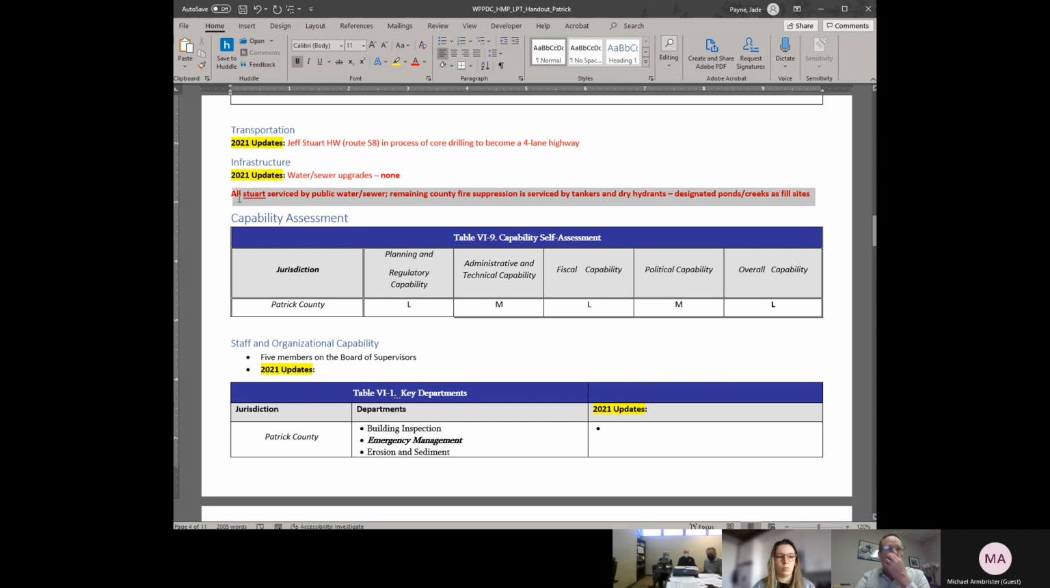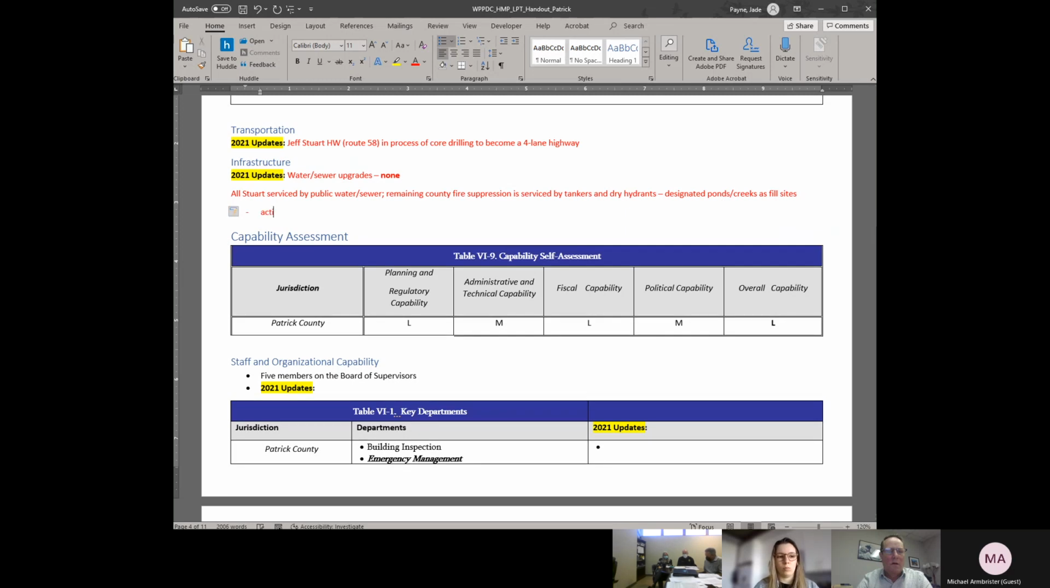And we're in the process of using active 911 mapping that when I can get time, I will enter those fill sites into active 911, and when the fire departments get activated and they're coming up on those fill sites, it will alert them on their phones, or they can see it on their phones that this is going to be a fill site. Okay.